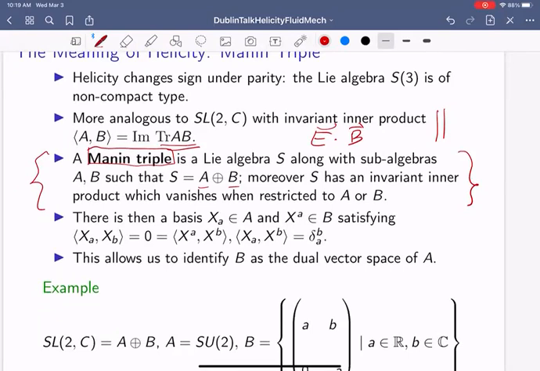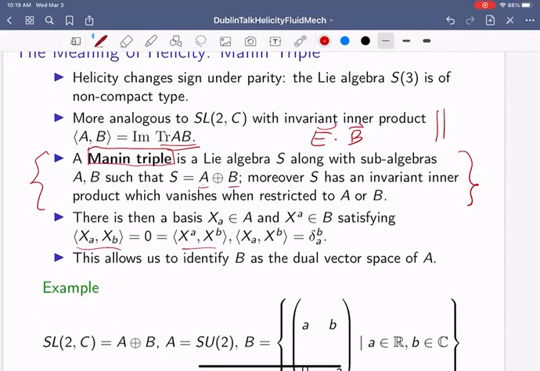A Lie algebra with an invariant inner product, which has the right signature, equal numbers of positive and negative, can be split into two subalgebras which are isotropic. Isotropic means that the inner product vanishes. If you like, they are null vectors. A and B are null vectors with respect to this. And if that is the case, the two Lie algebras A and B are dual to each other in the sense of the inner product.